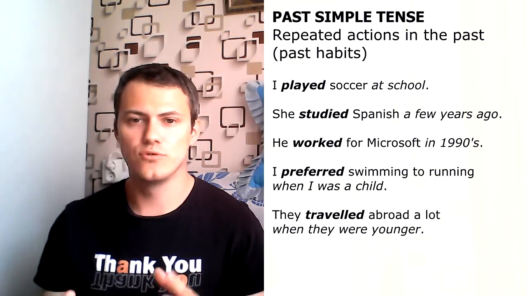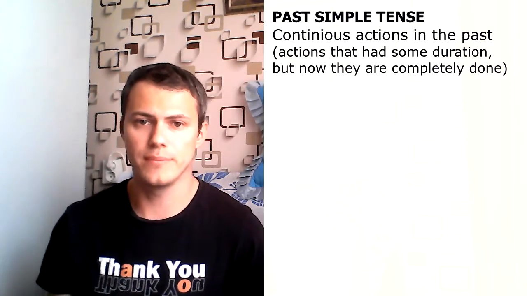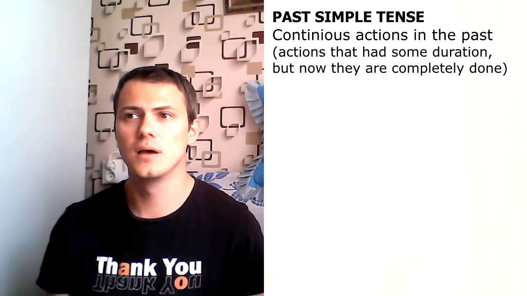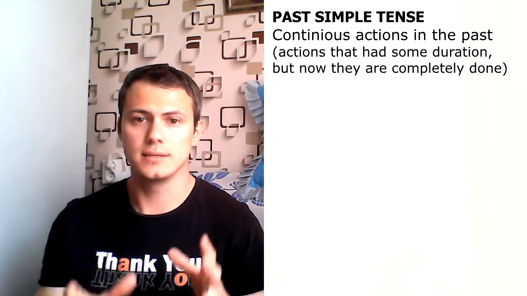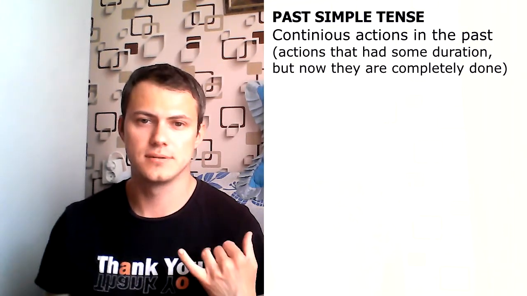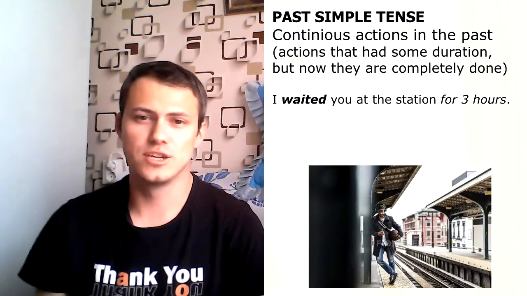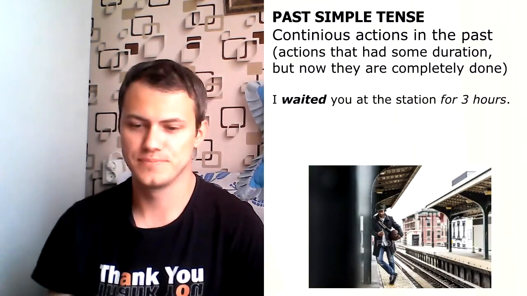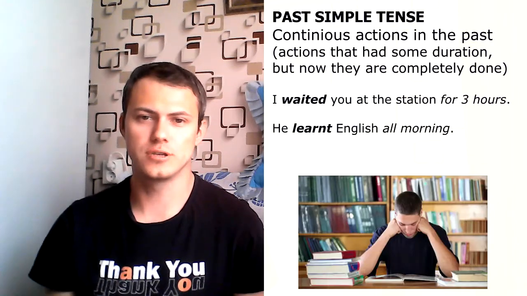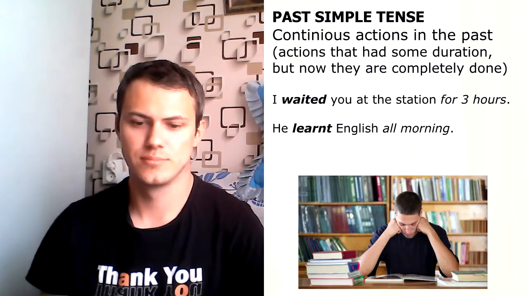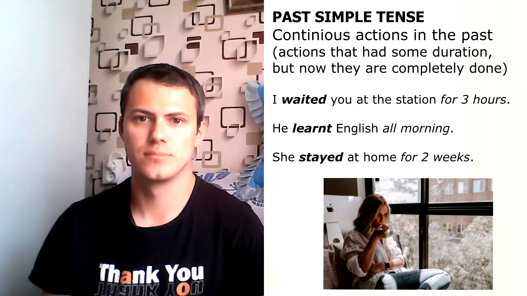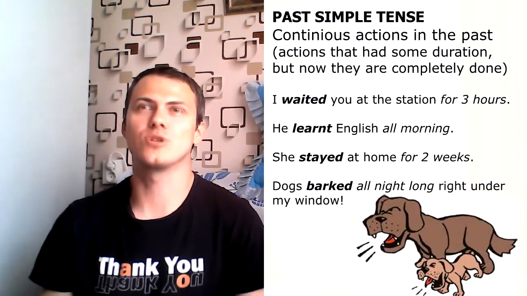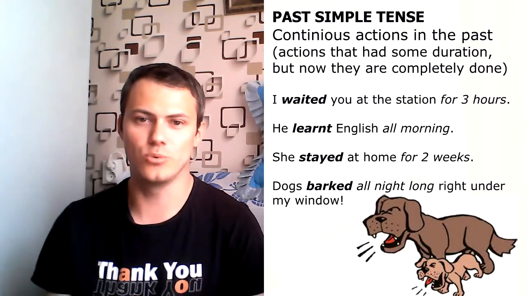So let's move on, and another possible usage of the past simple tense is the continuous actions. Continuous actions in the past. For example, I waited you at the station for 3 hours. He learned English all morning. She stayed at home for 2 weeks. Dogs barked all night long right under my window.